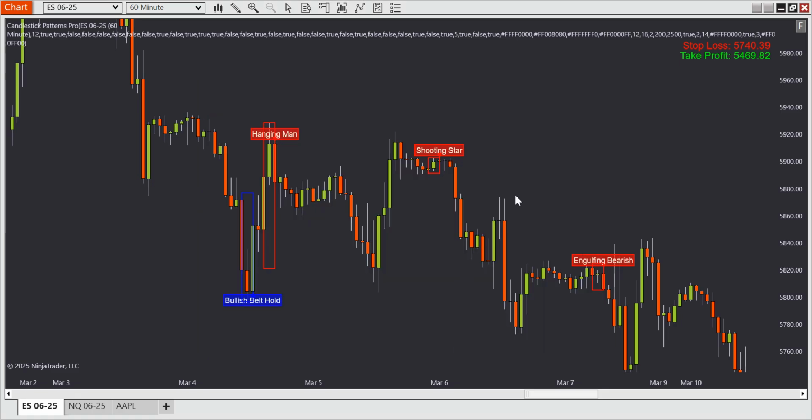So obviously you can see there's a large number of patterns that this indicator will find and paint on your chart. And I've got the rectangles painted here. If you don't like that, if it maybe adds a little clutter to your chart, you can turn those off as well, just to make it a little bit more clean.